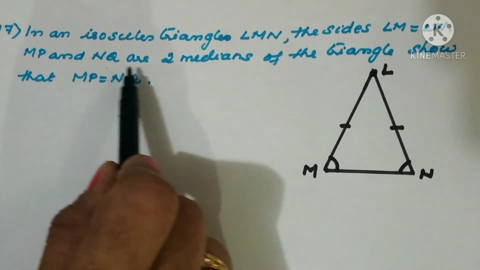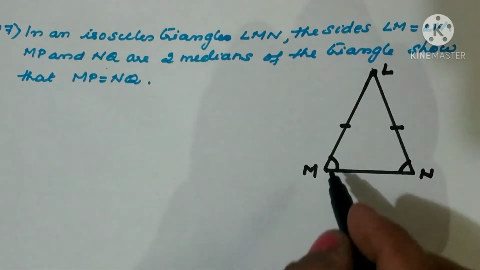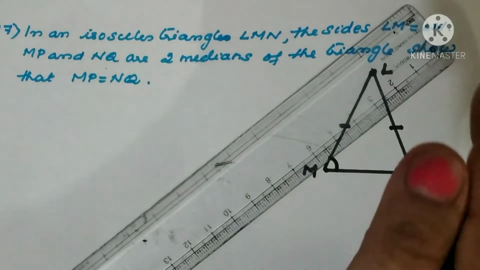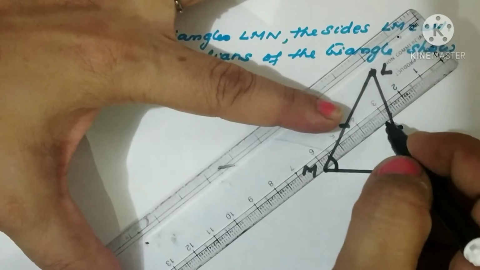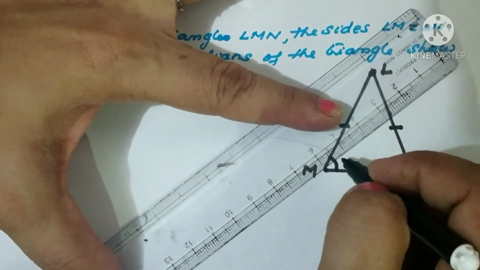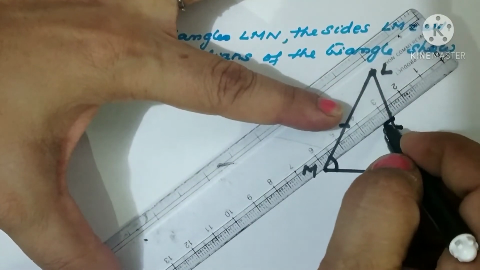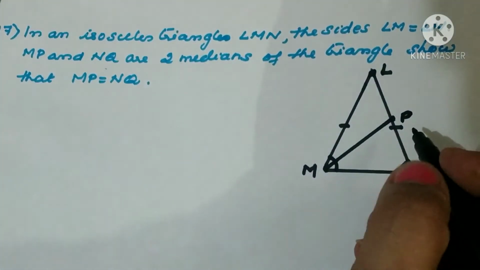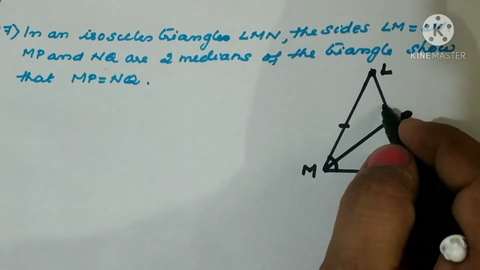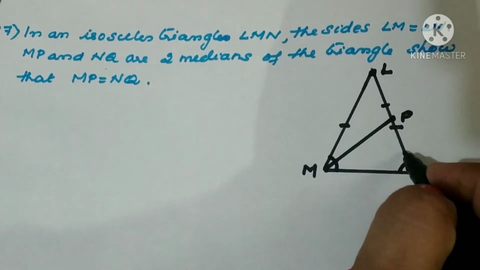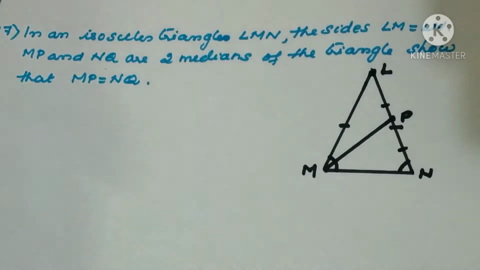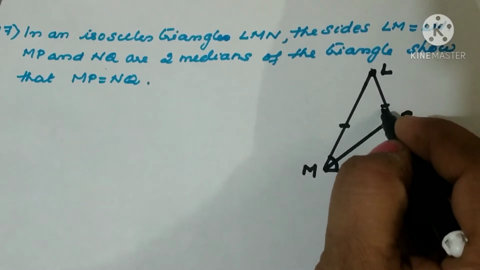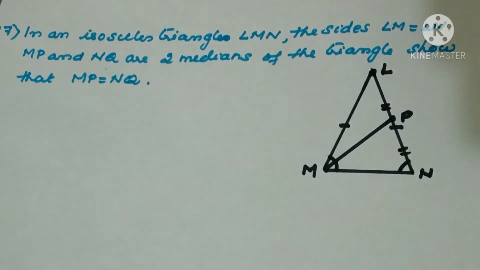Next. MP and NQ are two medians. So from M, MP is there. So we are drawing a line like this from M. It is almost accurate, it is not required that it be exact measurement. So MP is a median, they already told. So what is the meaning of median? This is a midpoint. So here LP equal to PN, right? First what was there? LM equal to LN. Now it is told that these two are equal also.